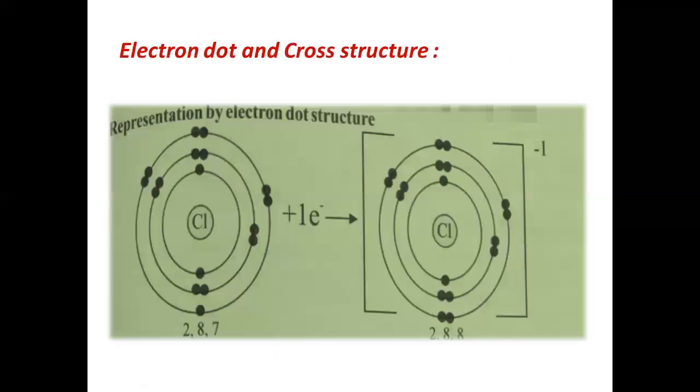Electron dot and cross structure of chlorine: you can see 2 electrons in the first shell, 8 electrons in the second shell, and 7 electrons in the third shell. After gaining 1 electron, it now has 8 electrons in the outermost shell, and the valency of the chlorine atom in this case will be completely satisfied.